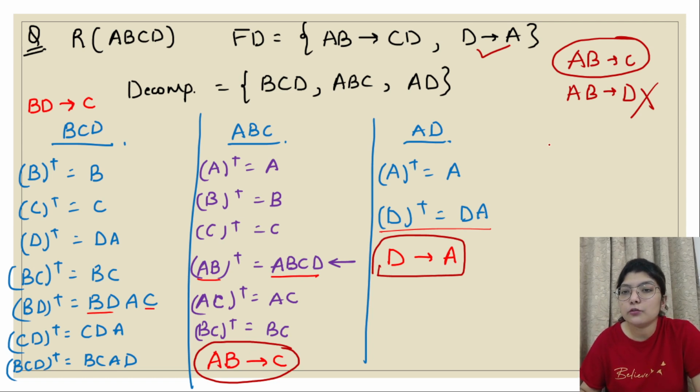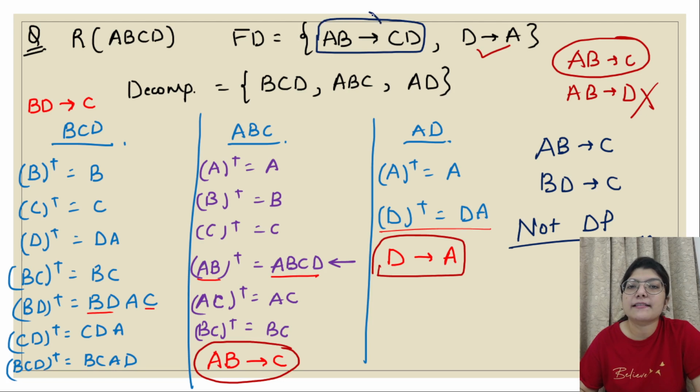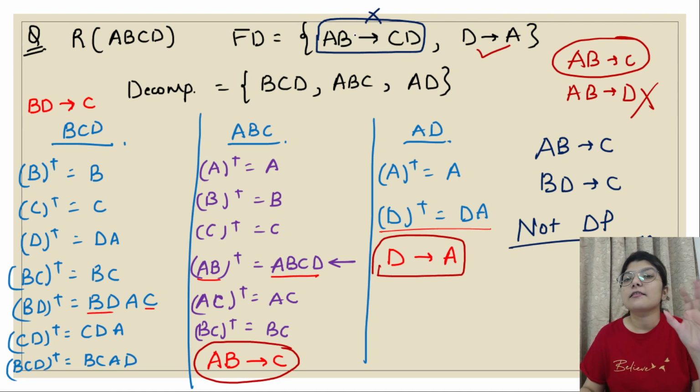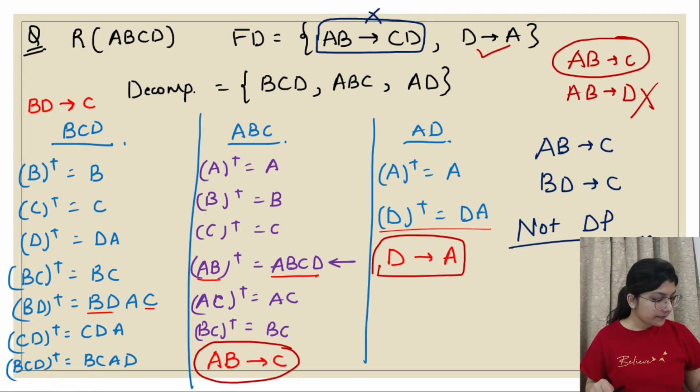If you say that if you use the transitive property, it will be something like AB to C, right? And then using the transitive property, BD to C. I cannot use the transitive property over here. So this is not dependency preserving. Why? Because this dependency was not preserved. Since when I combined all these three dependencies, I was not able to receive this one. So if I'm not able to receive any of the dependencies, I will say that it is not dependency preserving. Okay.